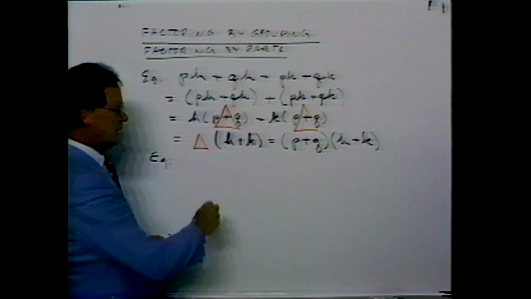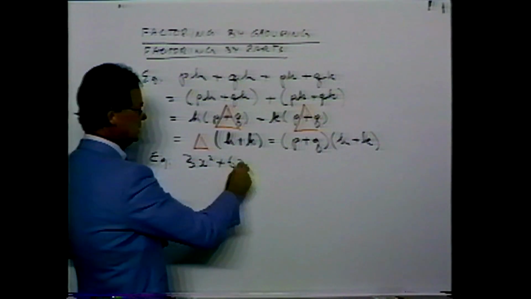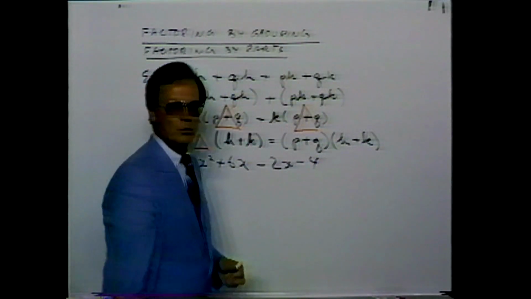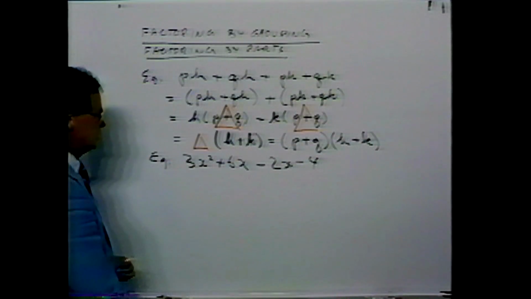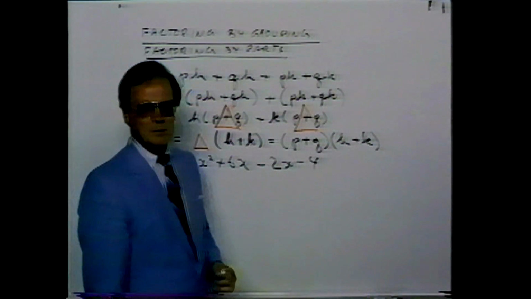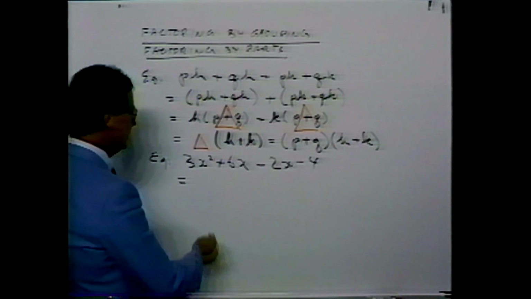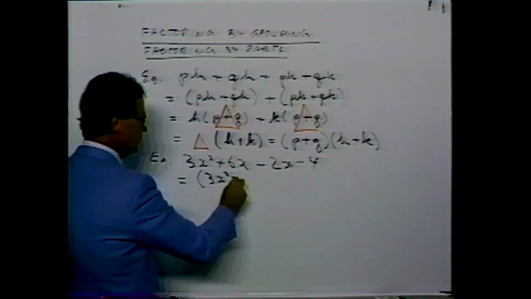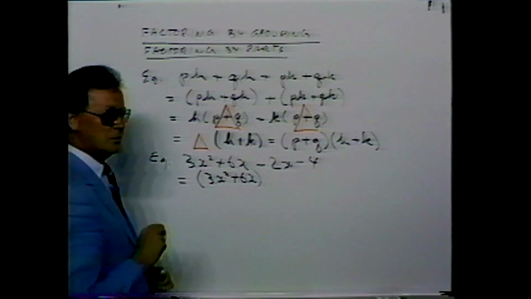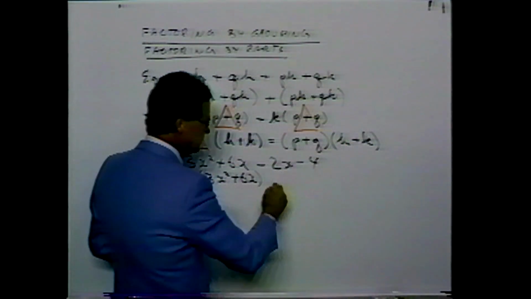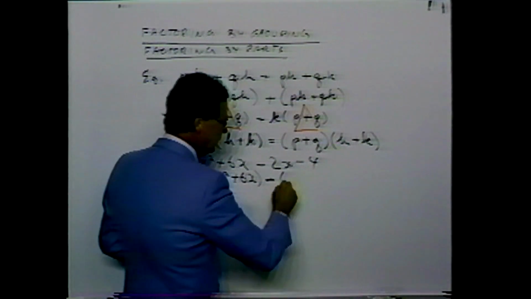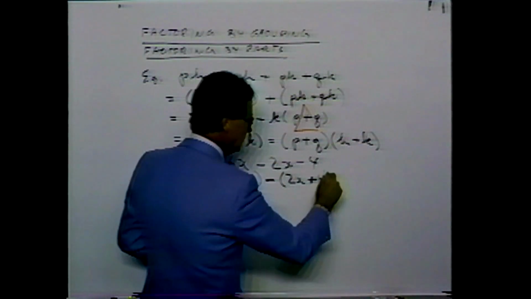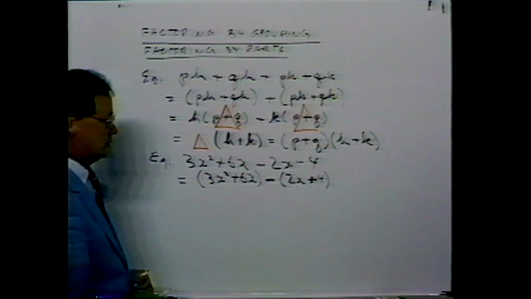In another example, we have 3x squared plus 6x minus 2x minus 4. Group them in a way in which familiar factoring methods can be identified, and this is possible if we take 3x squared plus 6x, lumping those two together, and then take minus 2x minus 4, putting the minus sign followed by the bracket. Be very careful. I had better put a plus 4, not a minus 4, for the rest of it.